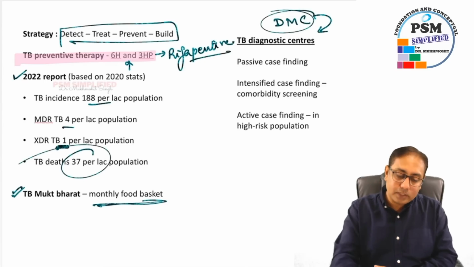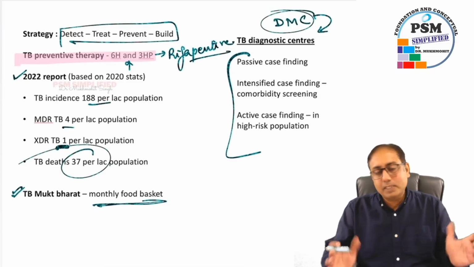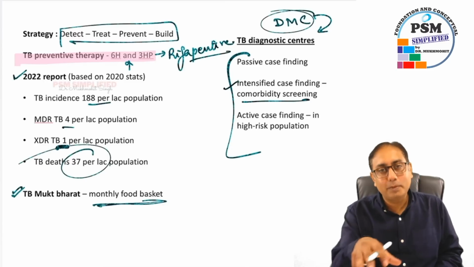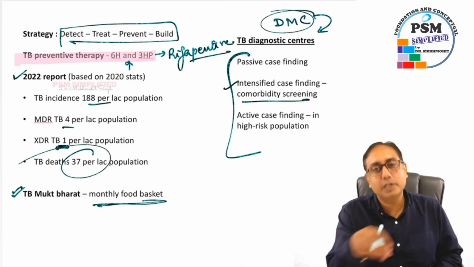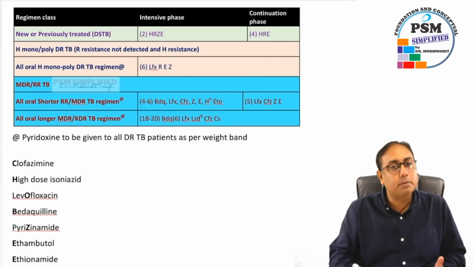In TB Diagnostic Centers, we are doing 3 types of case finding: active, passive and intensified. Passive is where the doctor is sitting. Intensified is where you do comorbidity screening. Patients come for diabetes, you check for TB. And active case finding is to be done in all the high-risk population.